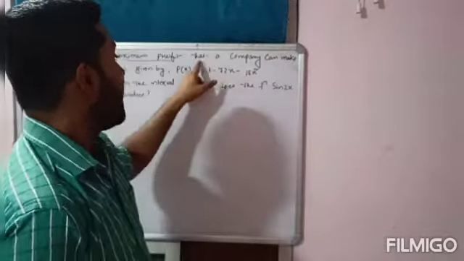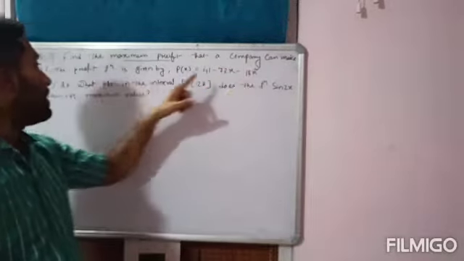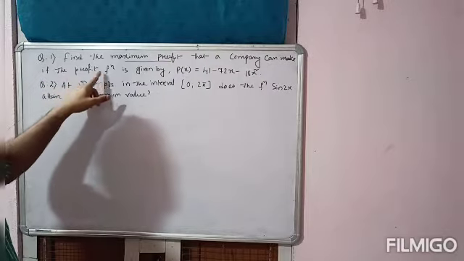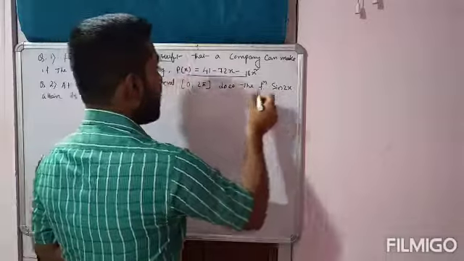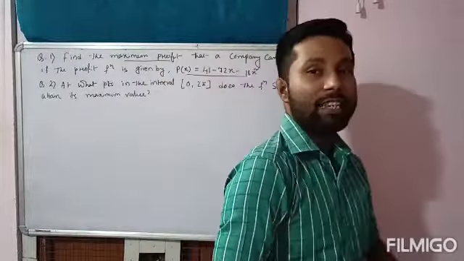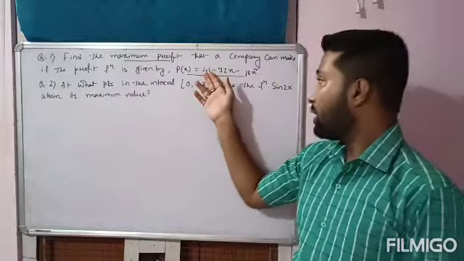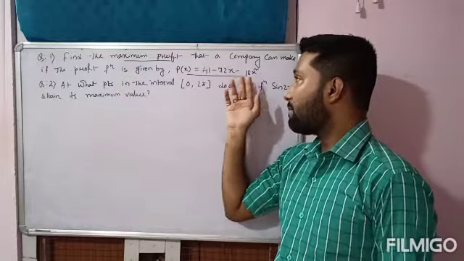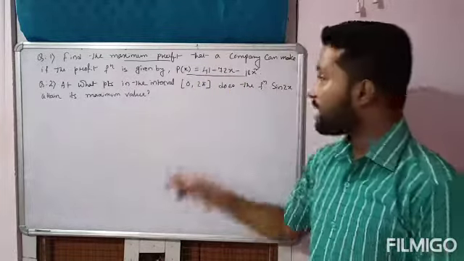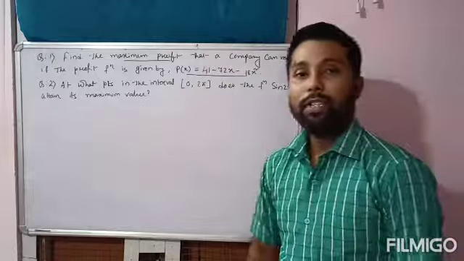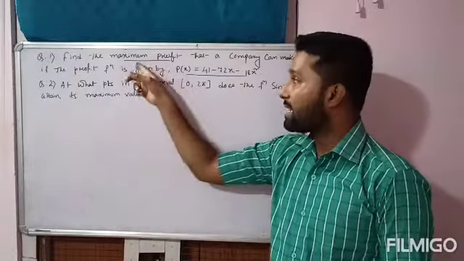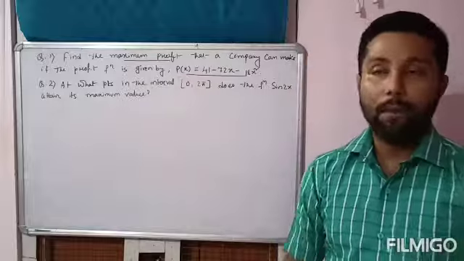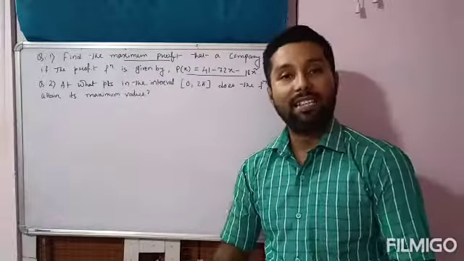Find the maximum profit that a company can make if the profit function is given by p of x is equal to 41 minus 72x minus 18x square. So here the function is called a profit function according to this question, and you have to find the maximum profit from this function. Maximum profit means maximum value.